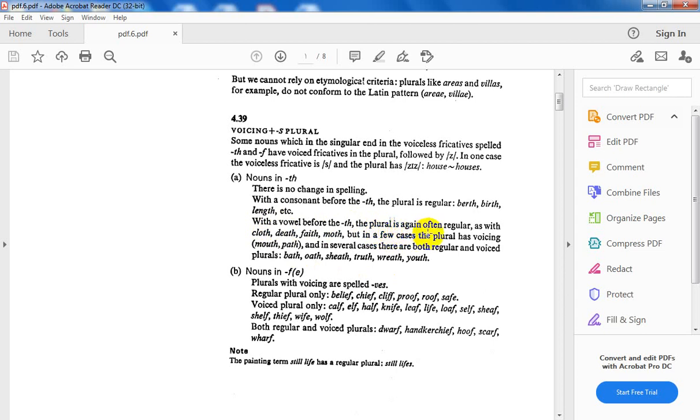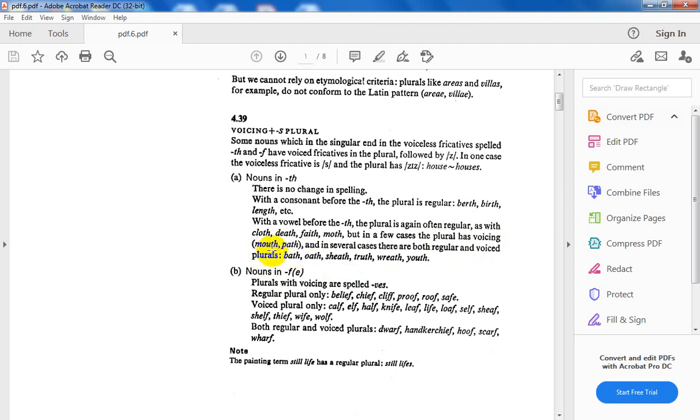The plural is again often regular, as with cloth, death, faith, moth. These nouns, though the final th is preceded by a vowel, again adopt the rule of a regular plural, just adding s or es. But in a few cases, the plural has voicing, like mouth, bath.